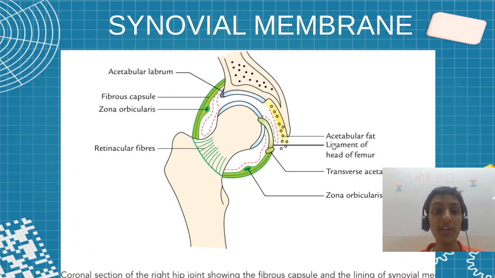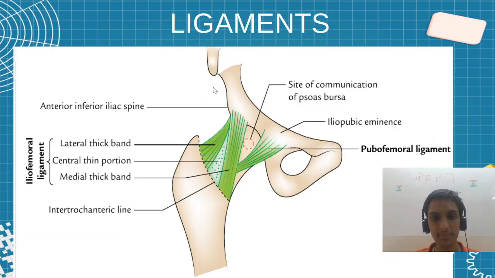Let us see the synovial membrane. So how is the synovial membrane? It will start from the head of the femur and go like this. Then from there it goes to the transverse acetabular ligament, then the zona orbicularis through the intertrochanteric line. It will attach above the acetabular fossa, like a U shape it will go. That is the synovial membrane.